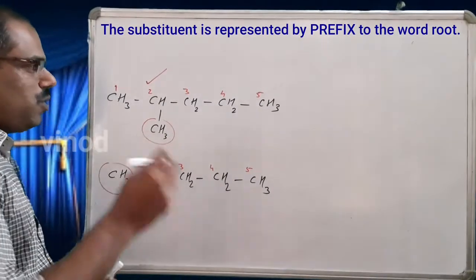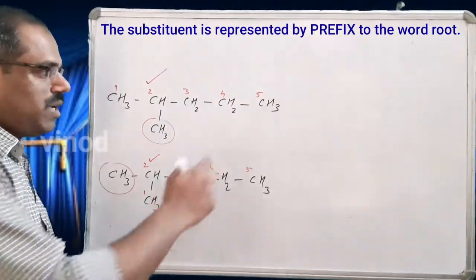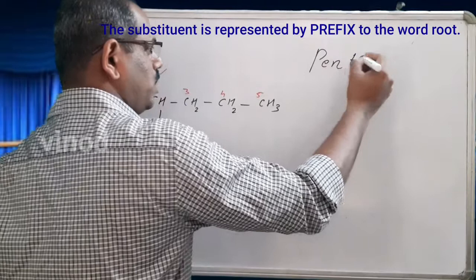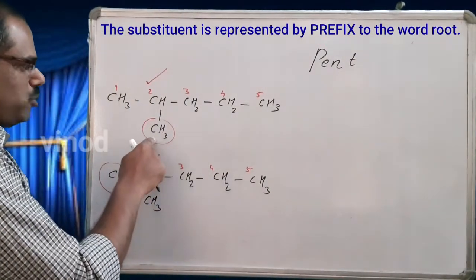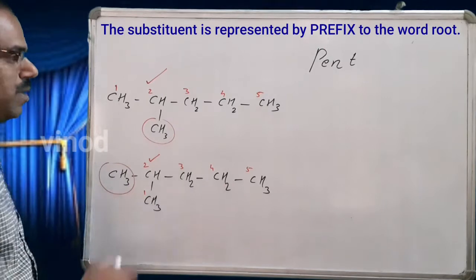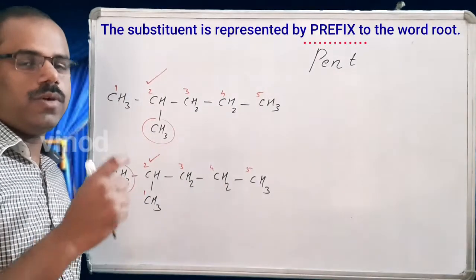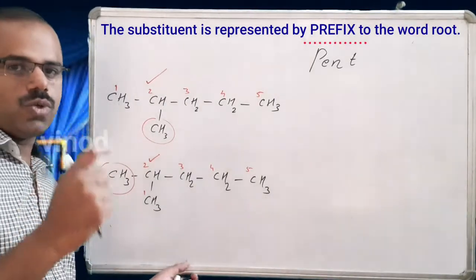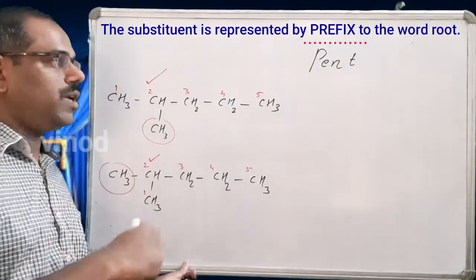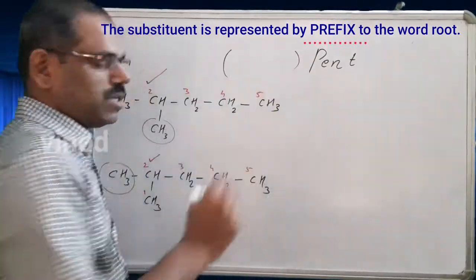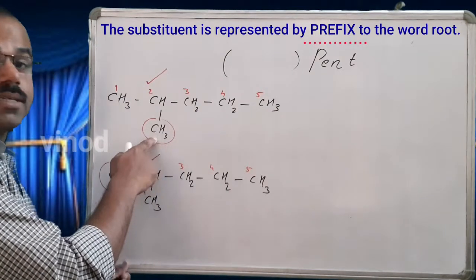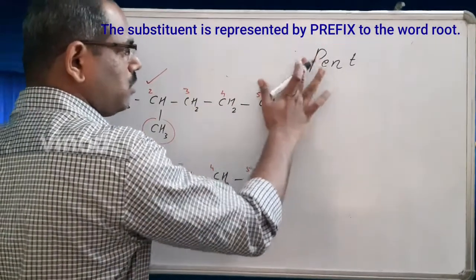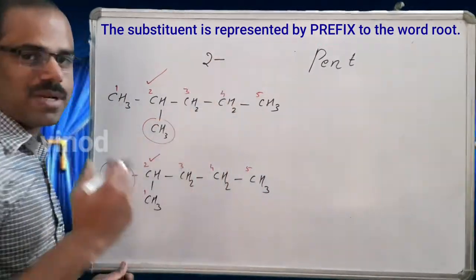Okay, let's see. So how do we name it? First, see the word root. We have numbered up to 5. 5 means it is pent. And we have the substituent here at the 2nd position. The name of the substituent is to be given as the prefix to the word root. So prefix means it comes before the word root. Here the substituent is at the 2nd position. So how do we name? Brackets are not required. 2, then a hyphen. It is compulsory, a hyphen.